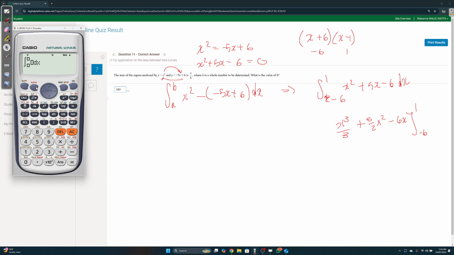Let's make sure. X squared plus 5x minus 6 between negative 6 and 1. You get minus 243 over 6, which you change to 343 over 6. And they're asking for k, so it's going to be 343.